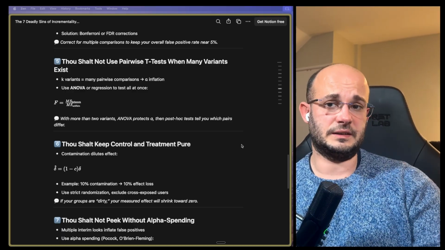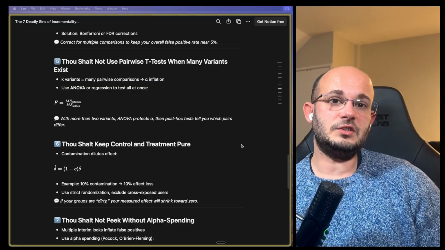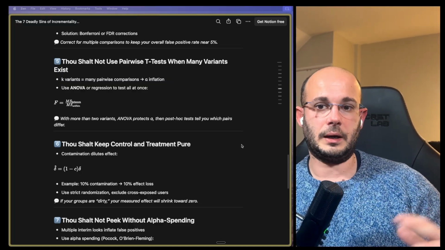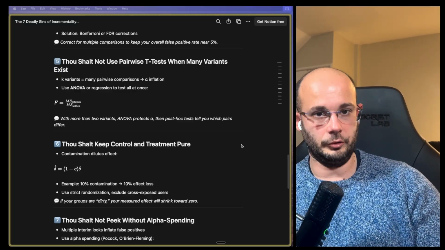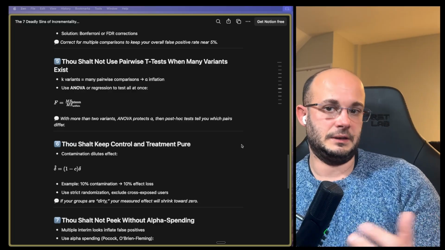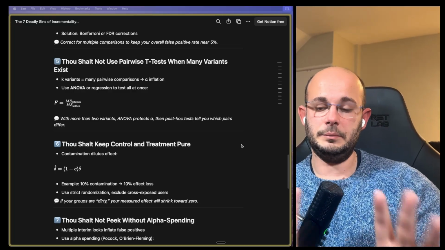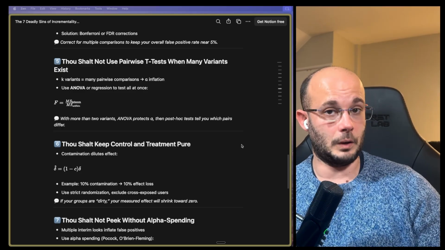Now, sixth, thou shalt keep control and treatment pure. This should be fairly obvious. Sometimes it's not, i.e., do not let your treatment group and your control group be contaminated. Now, you might say, well, sometimes that's easy, but let me give you a very concrete example of where things might go a little bit wrong.